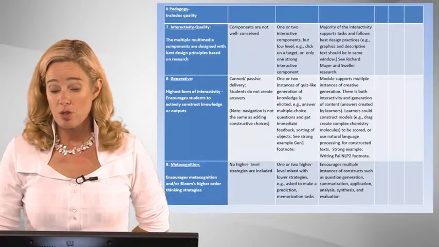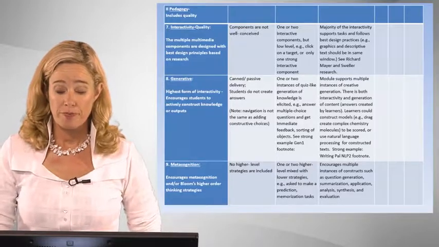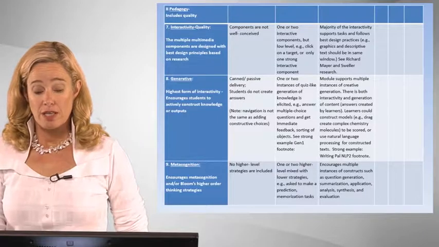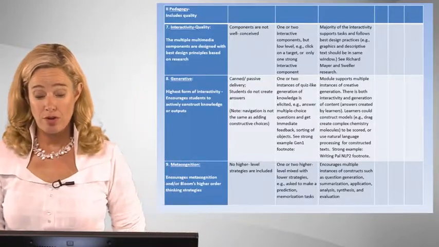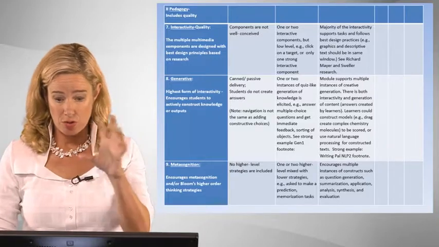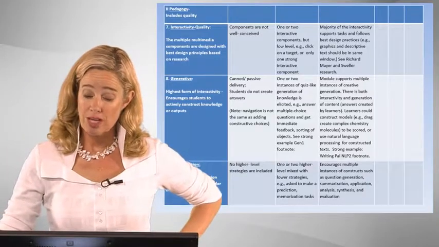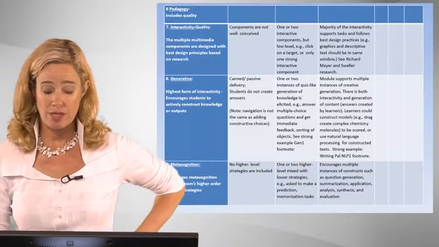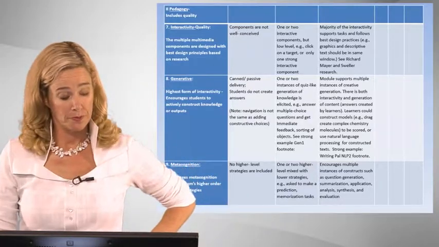What would get a 2 is a module that supports multiple instances of creative generation, such that there's both interactivity and generativity. The answers are created by the learners. The learner could construct a model, like dragging molecules around to create a more complex model, or we could use natural language processing to score the free text that they type in. I have a strong example of that from Writing Pal, which is here at ASU.